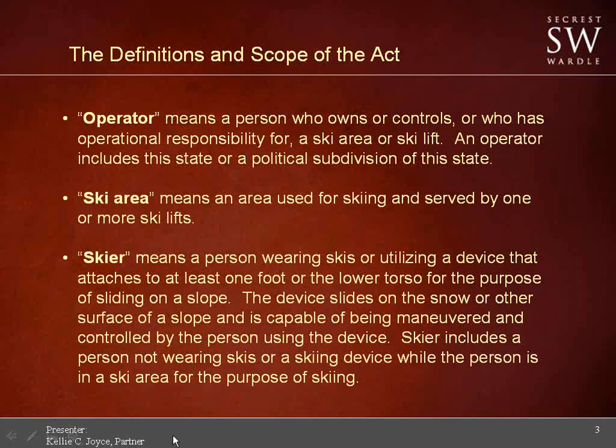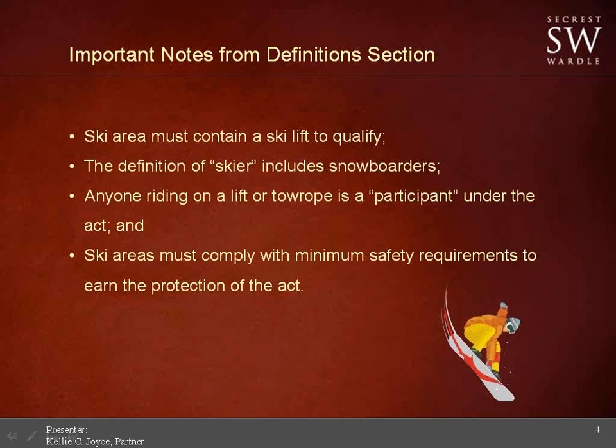I'd like to go over a few important notes from the definitions section in the SASA. The ski area must contain a ski lift in order to qualify as a ski area under the Act. The definition of a ski area, as I mentioned in the previous slide, does include snowboarders. Even though snowboarding is not specifically enumerated in the Act, it is included in the definition of a skier. Anyone riding on a lift or a tow rope would be considered a participant under the Act. So that means anyone getting on a tow rope or a ski lift, getting off of a tow rope or a ski lift, or riding on a tow rope or a ski lift would be considered a participant under the Act, and they would be subject to the immunity provision of the SASA.